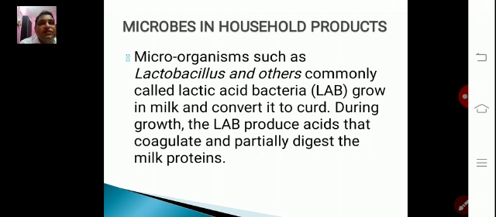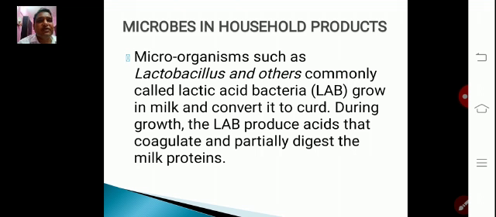So we have to discuss the microbes in household products. Several household products are derived from microbes. We use microbes or products derived from them in our daily life. Some of the products of microbes are dairy products. Milk contains millions of lactic acid bacteria.